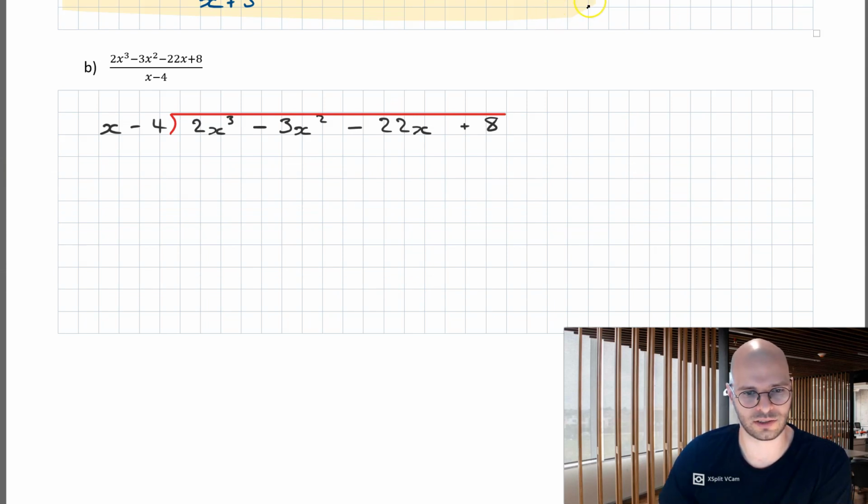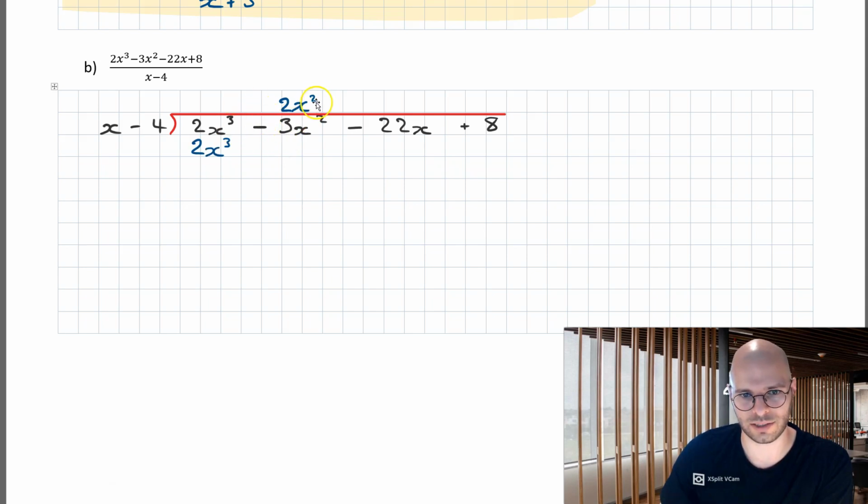We turn our attention to our working expression over here, which is 2x cubed minus 3x squared, and we ask ourselves, how can we turn x over here into 2x cubed? Now the way in which we do this is we multiply it by 2, and we're going to also multiply it by x squared. Doing the multiplication, x becomes 2x cubed.